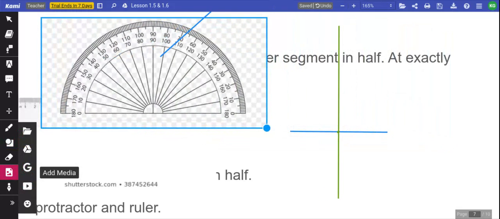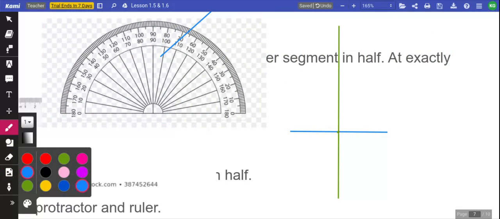So to show those things, first thing I'll need to do is make a mark here and here to show that it is cut in half. And then I also need to add in my 90-degree mark there to show that it is a perpendicular bisector.